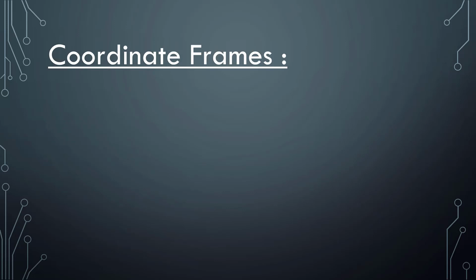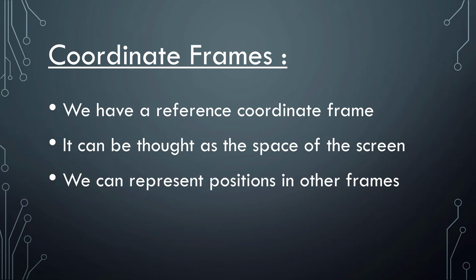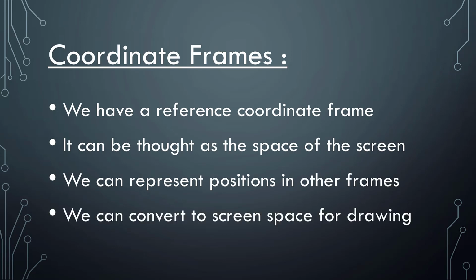Okay, let's talk about coordinate frames. We have a reference coordinate frame, which is the frame buffer. We can think of it as the space of the screen, or screen space. Technically, it's more accurate to say the window, but screen space is a very common term. We're representing positions currently in pixel space, in pixels. But we could choose to represent the positions and coordinates in another coordinate frame. That can be useful, and then when it comes to drawing, we can convert back to pixel space, to the screen space, when we want to draw things.